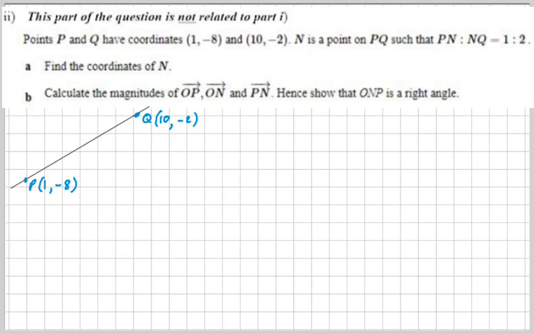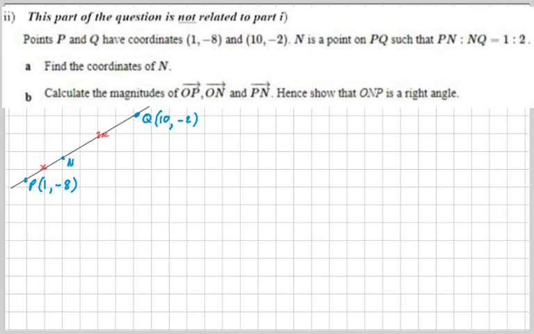Okay, and then we've just got this description of where N is. It's a point on PQ, it's on that line, such that PN to NQ is 1 to 2. In other words, N is a third of the way from P to Q. So I'm just going to draw it roughly there. I don't know what those distances are yet, so I'm just going to call them little x and 2 little x. Great, that's captured everything in this line of information. Find the coordinates of N.